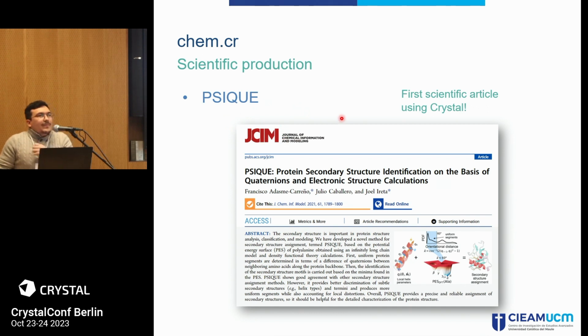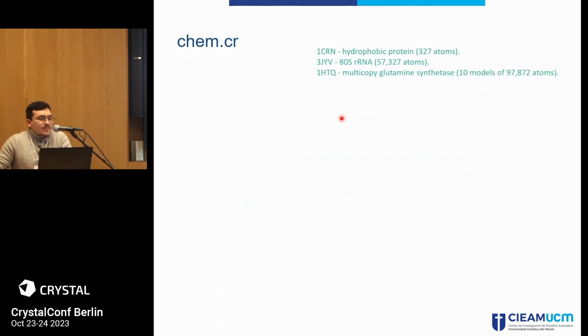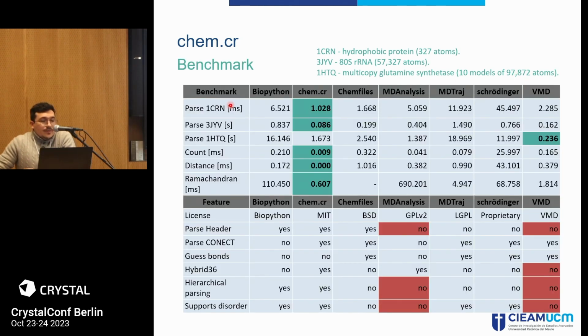So about the benchmark, here you can see three examples, three proteins: one protein with just a few atoms, 327, another protein a little bigger, right? And another model that contains 10 models of this size. So this is way bigger. So for the benchmark, you can see milliseconds and seconds.